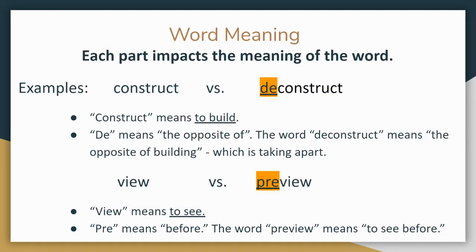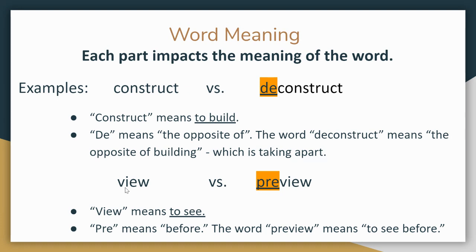Each part impacts the meaning of the word. If we look at the difference between construct and deconstruct, construct means to build something. When we use the prefix D with the word construct, D means the opposite of. So instead of constructing something and building it, we are now doing the opposite of building. So we're taking something apart. If we're constructing, we're building it. But if we're deconstructing it, we're taking it apart. The prefix D changed the meaning of that word.